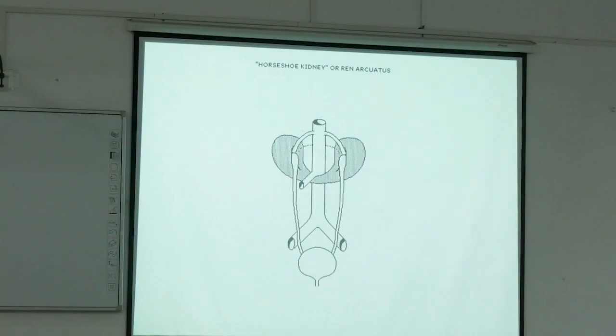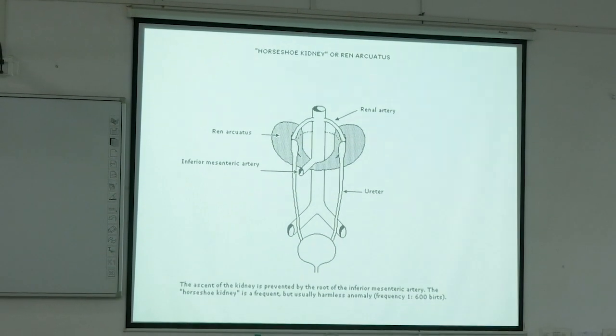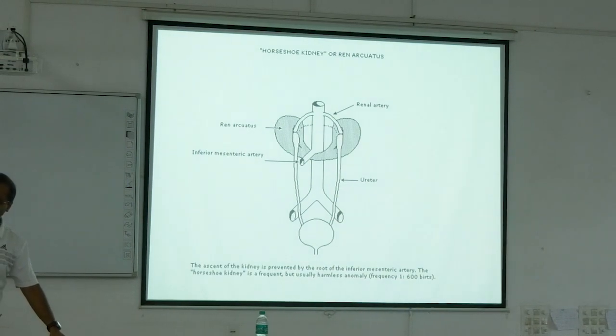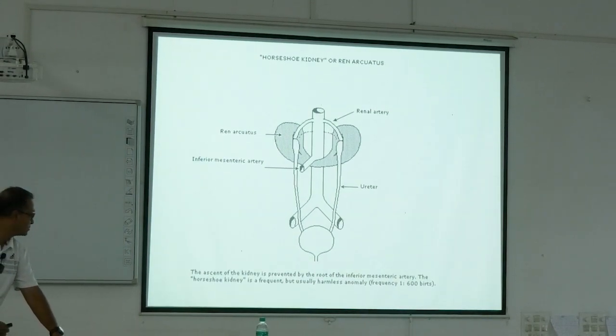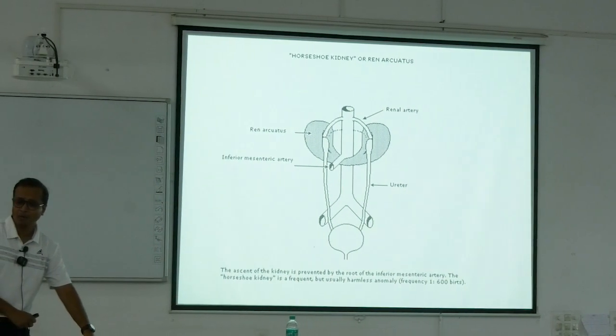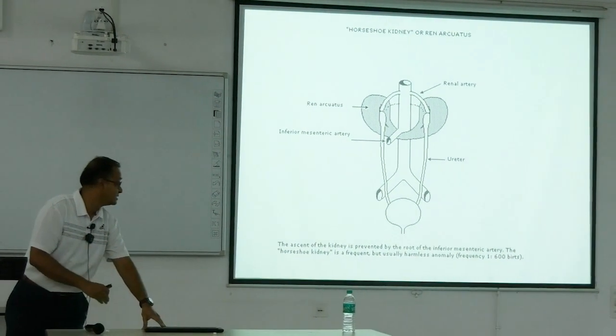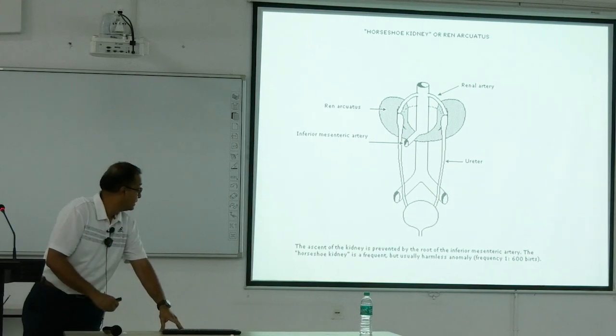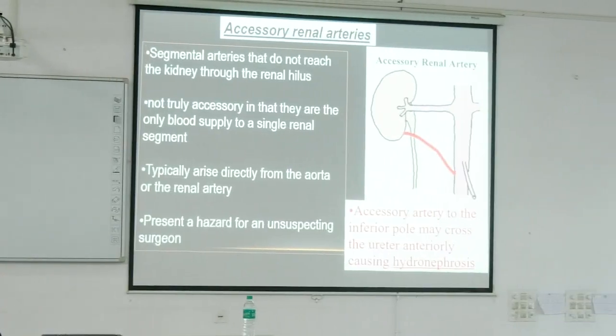So this is what we are talking about, arrest of the kidney, how it is arrested by this ventral branch, the inferior mesenteric artery or inferior mesenteric vessels, which arrest this kidney. And again, functionally, it does not have any problem whatsoever unless the kidney is diseased because of some other reason. Now, this is what we are talking about.